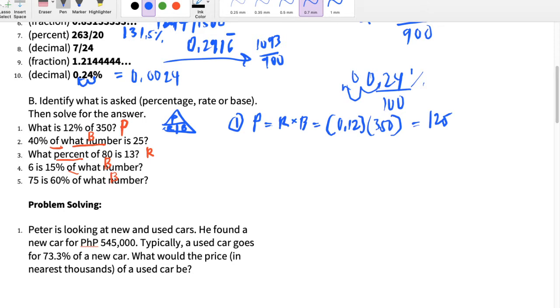42. Okay? How about number 2? 40% of what number is 25?